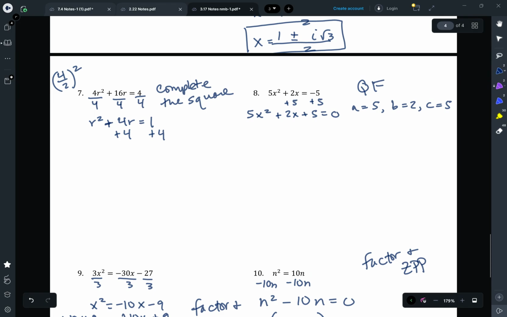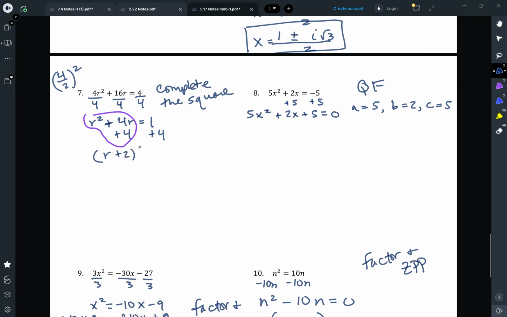So then I'm looking at taking r squared plus 4r plus 4, that's what I'm factoring. So that's going to be the quantity r plus 2 squared. On the right I have 5, and then I'm going to take a square root. So absolute value of r plus 2 equals root 5. So r plus 2 equals plus or minus root 5. So that means I would subtract 2. R equals negative 2 plus or minus root 5.